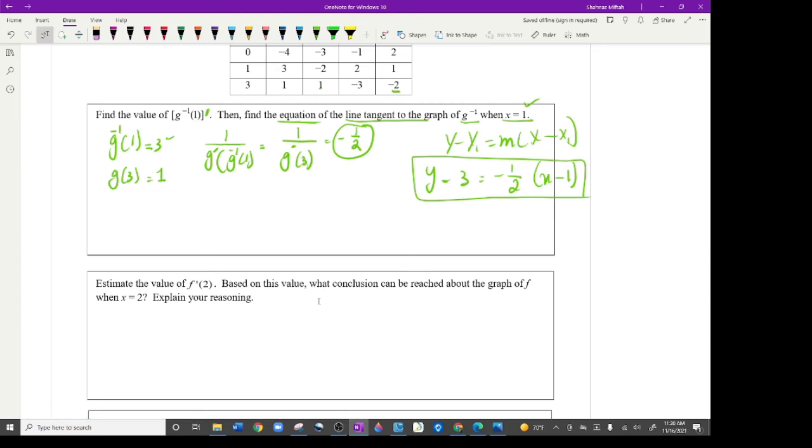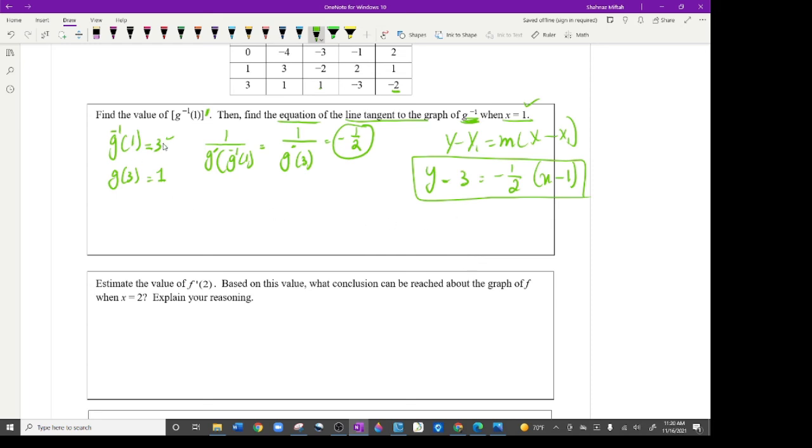The y value is 3 because it's the input? It's right here. They are asking for the equation of the inverse tangent, so I have to use the x for this and the y for the inverse. It's not the regular g function they're asking about. They're asking for the inverse g tangent equation, so I have to plug in everything related to inverse g.